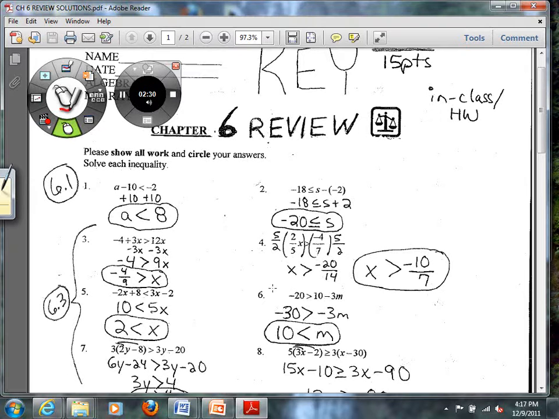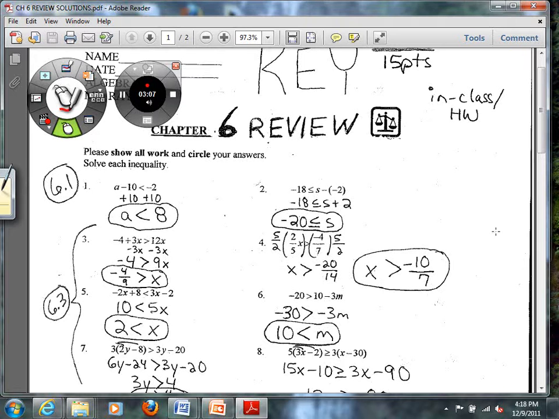Okay. On number 6, you've got to get the m by itself, so you got to get rid of that positive 10, so you got to subtract it. So I subtracted 10 on both sides, so negative 3m is less than negative 30, and then we need to divide by negative 3. So I divide negative 3 on this side, negative 3 on this side, and then it's m, and because I divided by negative 3, then it's m is greater than, I got to switch it, and then this becomes a positive 10.